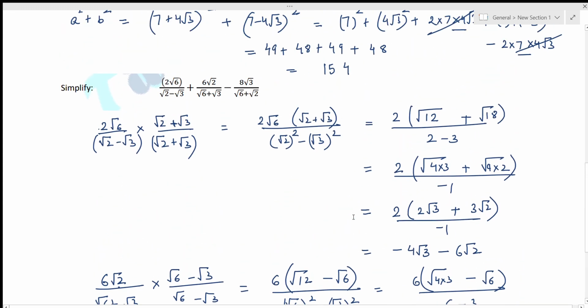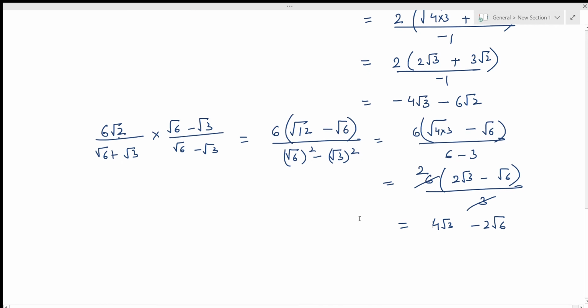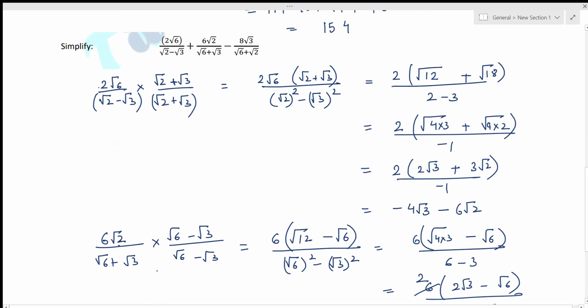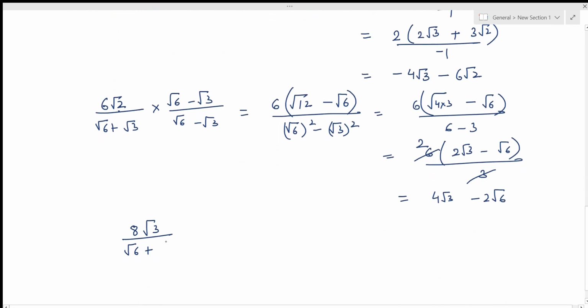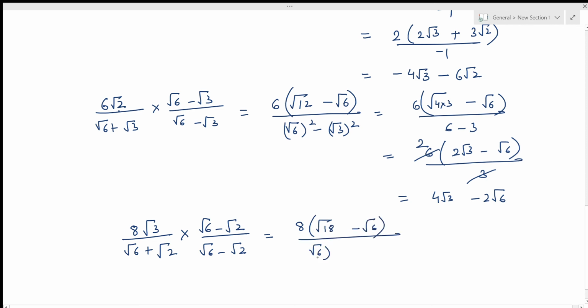Now the last term, which is 8 root 3 by root 6 plus root 2. It is very important to copy the correct question. Again rationalize the denominator, multiplying by root 6 minus root 2 on top and bottom, which equals 8 root 3 into root 6, which is root 18, minus root 6, over root 6 whole square minus root 2 whole square, which you will know is 4.